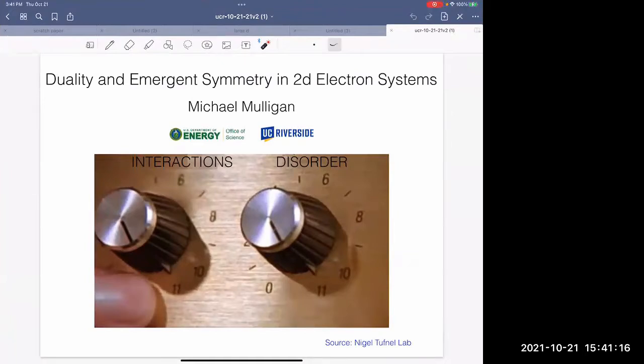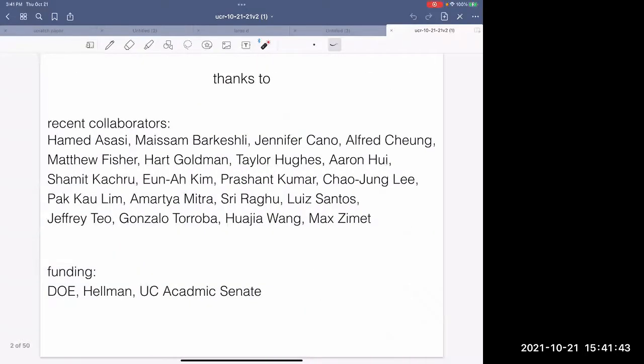Yeah, so I want to tell you about a framework to describe quantum states of matter in two spatial dimensions. And a key component of the states that I'm going to try to describe is that they occur in the presence of strong interactions and also disorder. So before I get going, I want to thank some of my collaborators for this work, and then, of course, the various funding agencies.